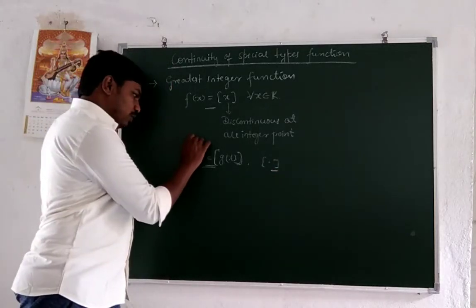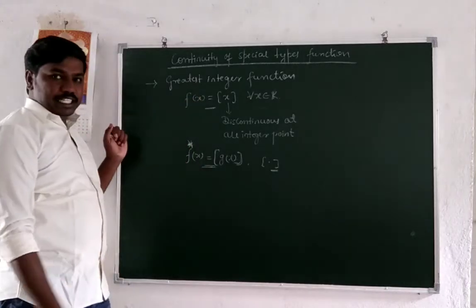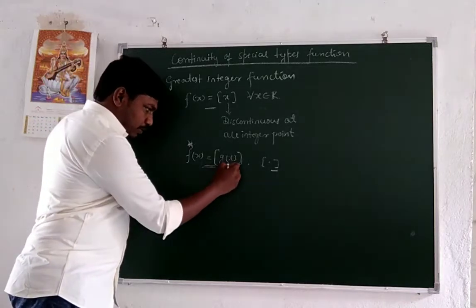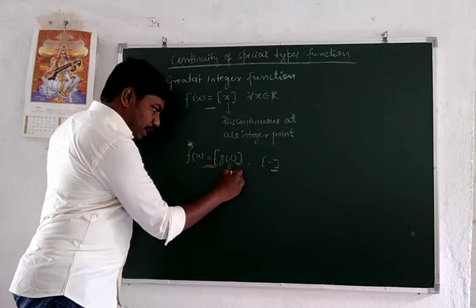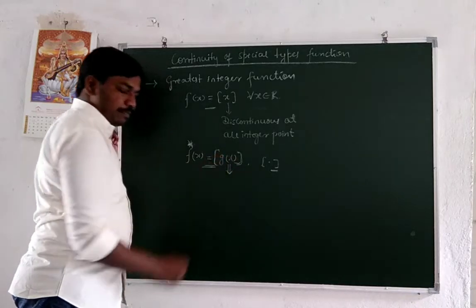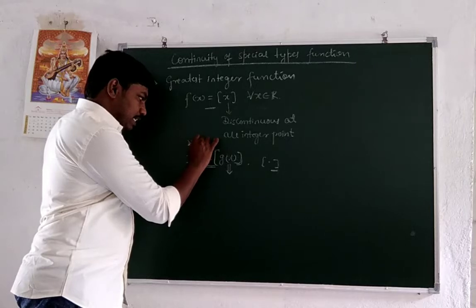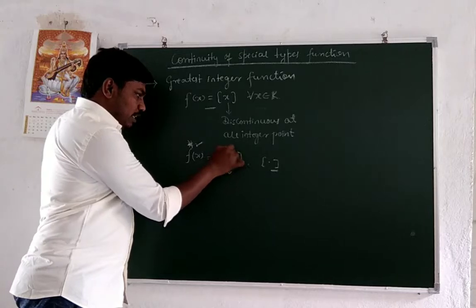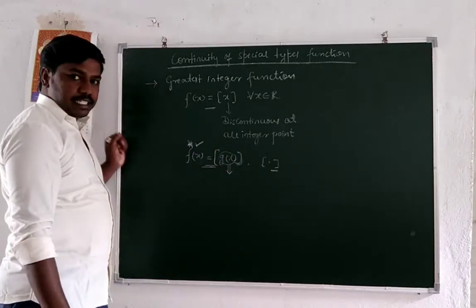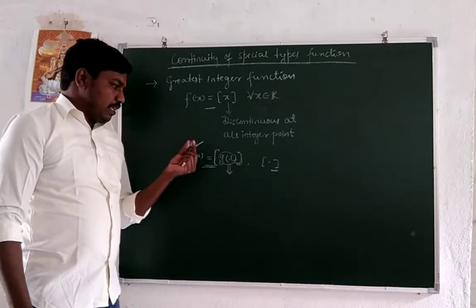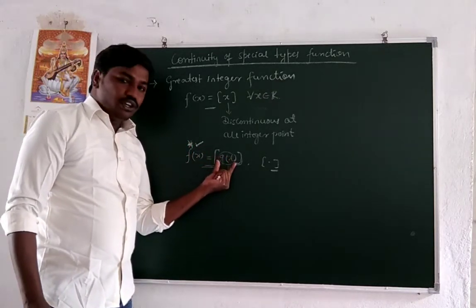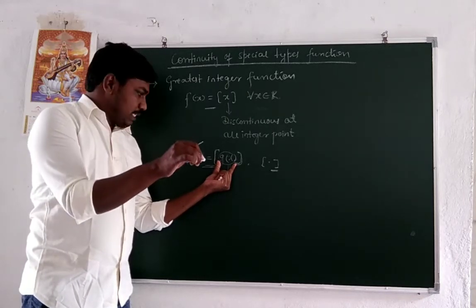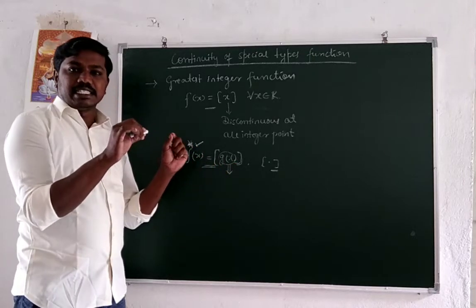So how do we discuss whether f of x is continuous or not? In the cases, here we need to look at where g of x becomes an integer; there f of x is discontinuous. Where g of x becomes an integer, f of x is discontinuous. So what are the values of x? Where g of x becomes an integer, at that value of x, f of x is discontinuous.